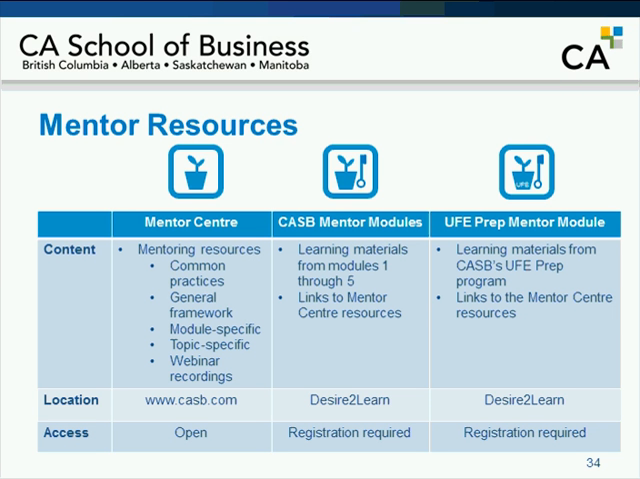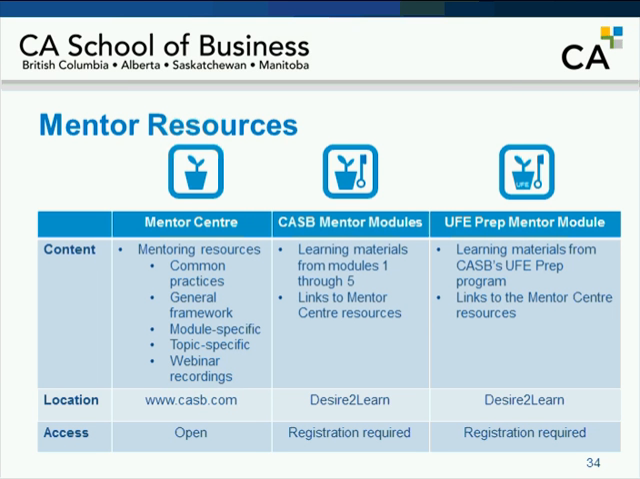There's an overview of some common mentoring practices at training offices. There's a general framework for mentoring students through modules 1 to 5. There's some module-specific mentoring tips, and there's also some additional guidance on some specific topics, such as case writing and critical thinking. And this is where we post the recordings of any webinars that we hold. It's located on the CASB website, and it's open to everyone.